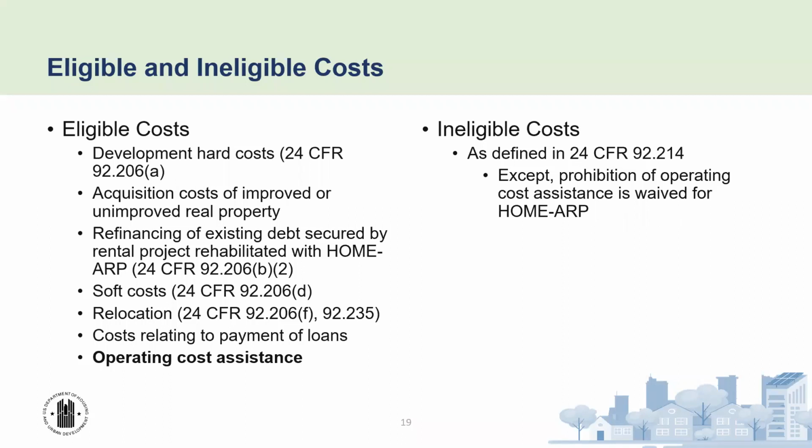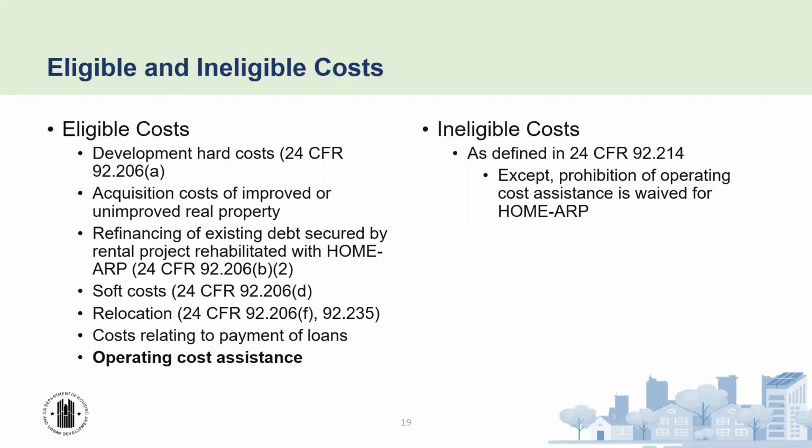Eligible HOME-ARP costs are similar to HOME and include the costs associated with the acquisition of improved or unimproved real property, development hard costs, and the costs to refinance existing debt secured by a project being rehabbed with HOME-ARP funds. HOME-ARP funds can also pay for other reasonable and necessary soft costs associated with the financing or development of HOME-ARP rental housing, as well as relocation costs and costs related to the payoff of construction loans, bridge loans, or guaranteed loans.